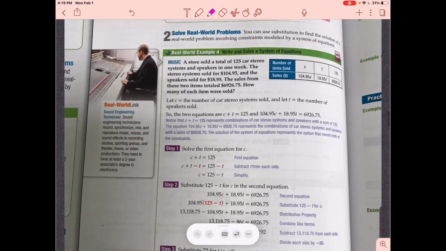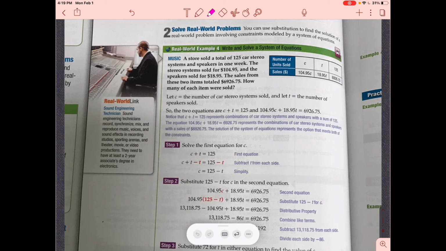I'm going to go here to the real world example now. A music store sold a total of 125 car stereo systems and speakers in 1 week. The stereo system sold for $104.95, and the speakers sold for $18.95. The sales from the two items totaled $1,926.75. How many of each item were sold?